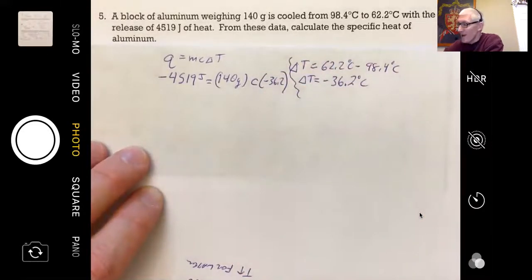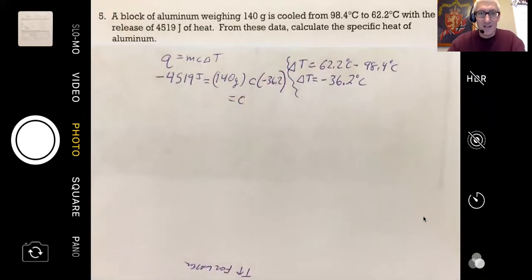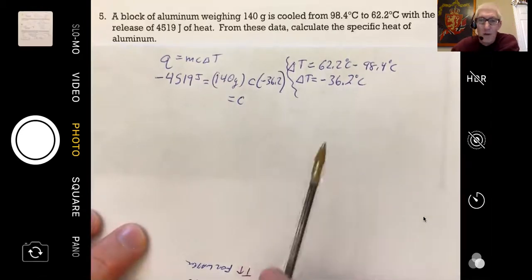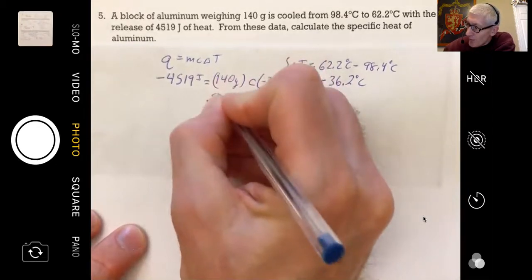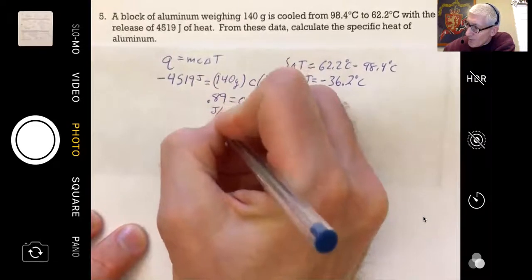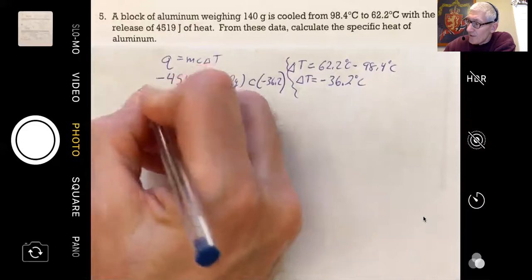So I'm going to go with minus 36.2, and the rest of it is just math. You'll see that the negative signs are going to cancel out, which is good. C is always a positive quantity. 4519 divided by 140 divided by 36.2. I'm actually seeing only 2 sig figs in that 140 grams. So I'm going to go to 2 sig figs in my answer and go with 0.89 joules per gram degree Celsius. And that, my friends, would be the answer to number 5.